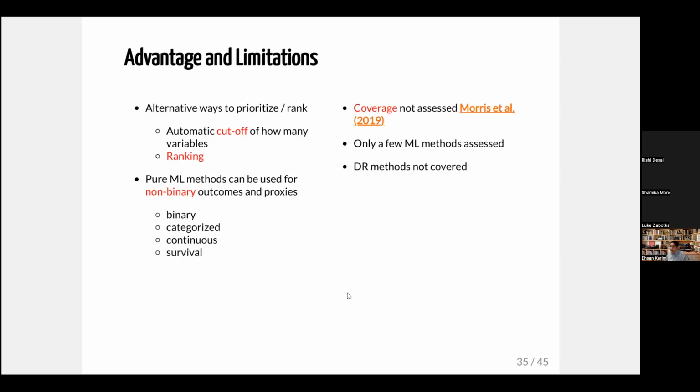But there are some additional advantages and limitations of these machine learning methods that we were using in this paper, and that is, for example, when we are using the lasso method, we can determine an automatic cutoff because lasso will give you a certain number of covariates, right?